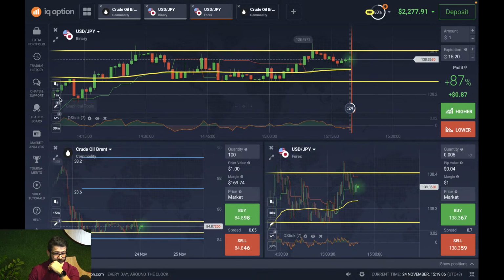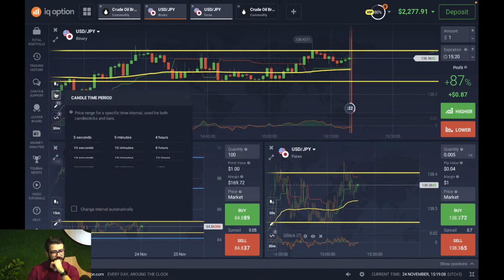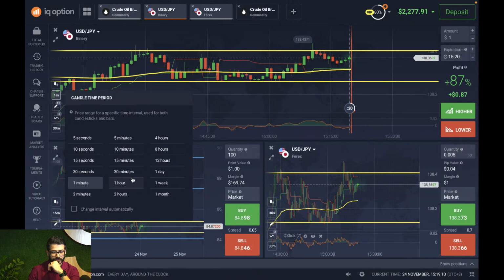I'm not sure if I mentioned this, but you can trade and apply your strategies, money management, anything, your candlestick patterns, whatever it is, on any time frame there is.